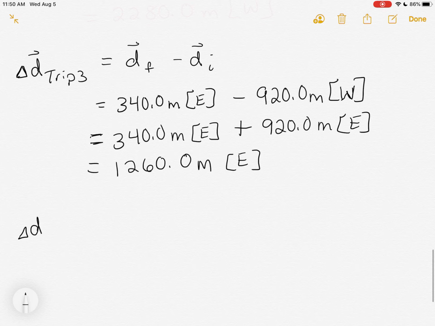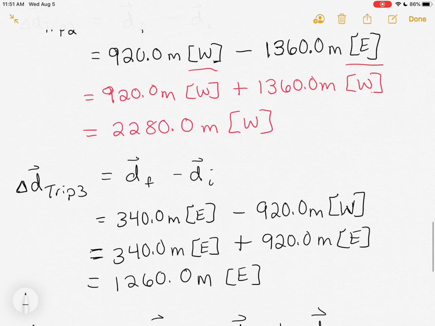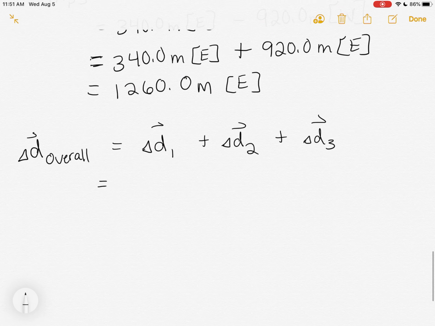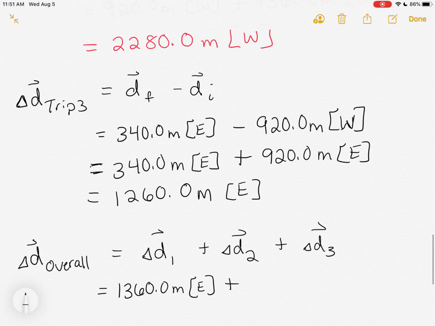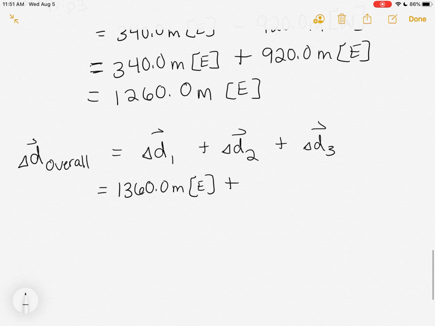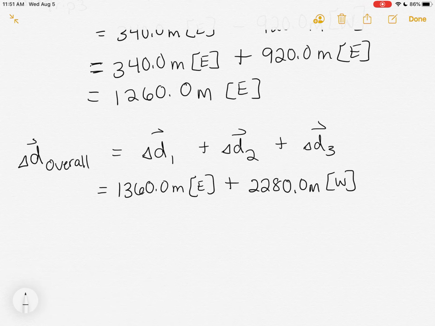Okay, now if we want to do the displacement for overall, we're just going to do the displacement from each. So trip 1 plus the displacement from trip 2 plus the displacement from trip 3. Okay, so our displacement from trip number 1 was 1,360 meters to the east. So we've got 1,360 meters east. Our displacement for trip number 2 was 2,280.0 meters to the west. And then our displacement for trip number 3 was 1,260.0 meters, also to the east.